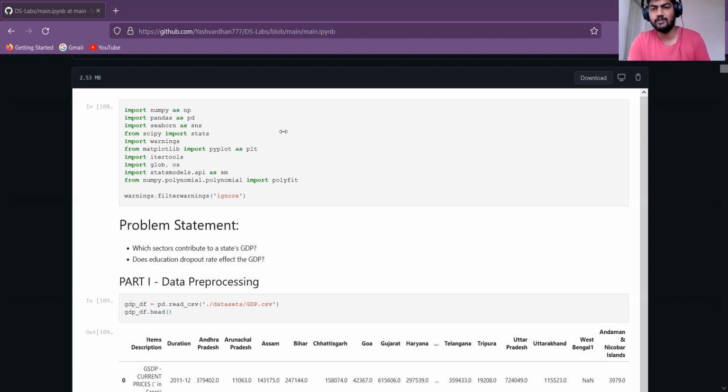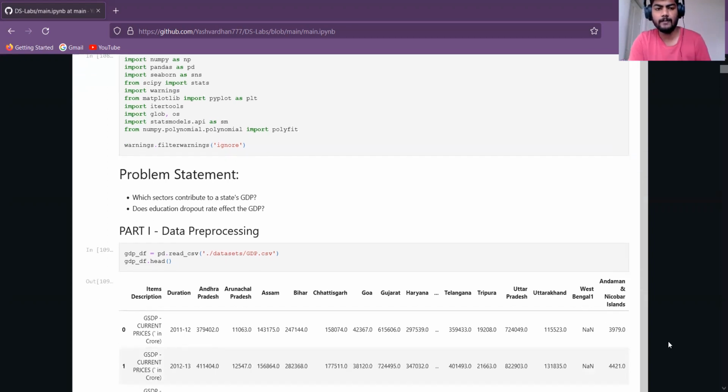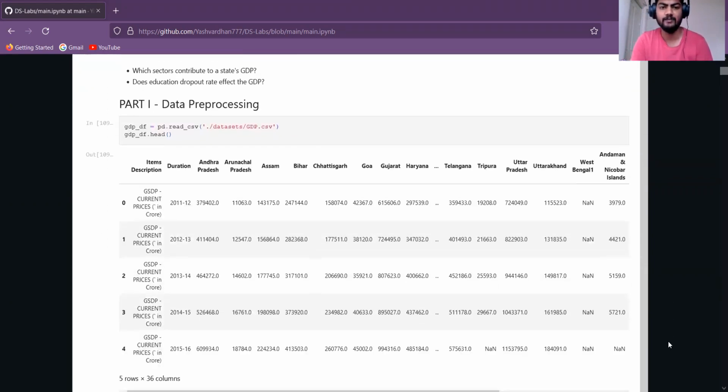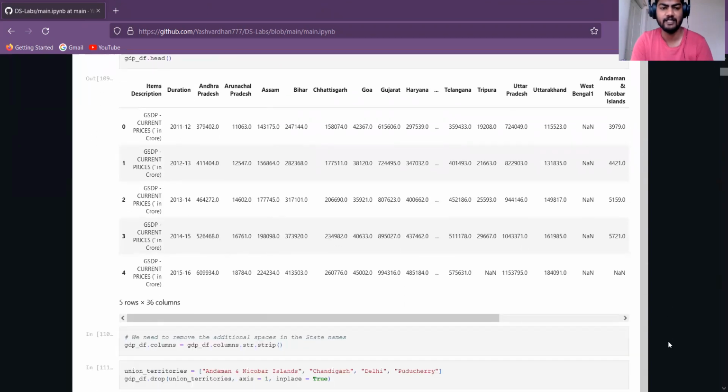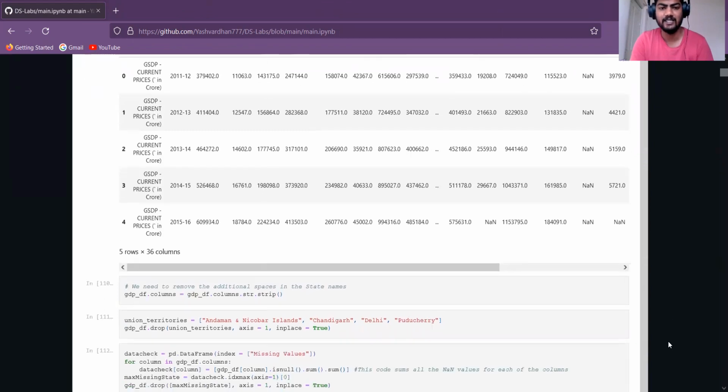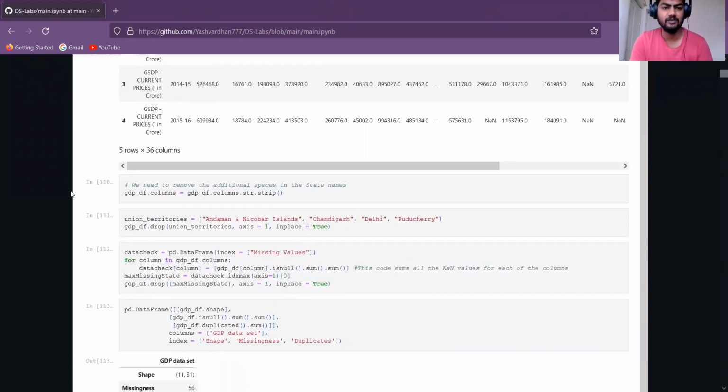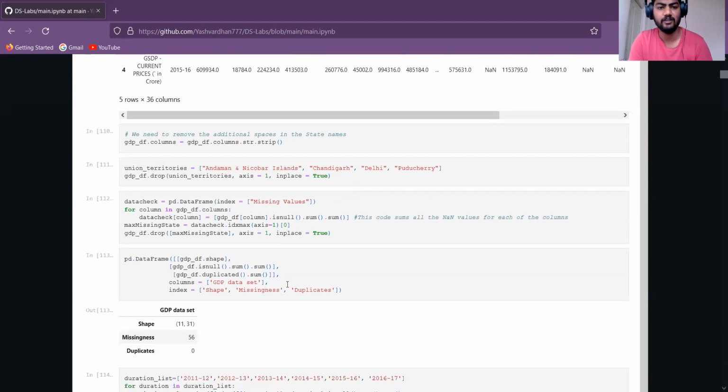Further, moving toward data pre-processing, we use the data frame that calculated the GDP and GDP percentage as shown on the screen. We remove the additional spaces in the state names using the code shown in this line. We also used the Union Territories Andaman Nicobar, Chandigarh, Delhi, and Pondicherry, and we check whether there are missing values or not, because missing values affect our result. So we maintain the data frame to check whether we have missing values.